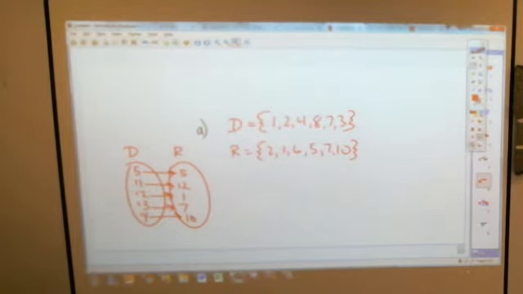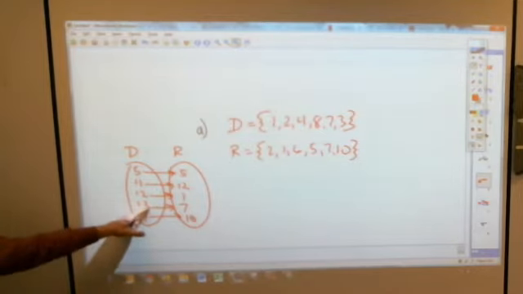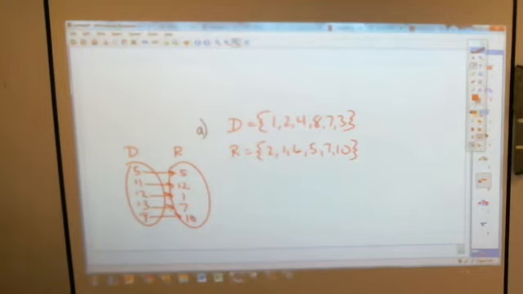Does it represent a function? Yes or no? Yes. The only way you don't get a function is if one of these goes to two separate ranges. Letter C.